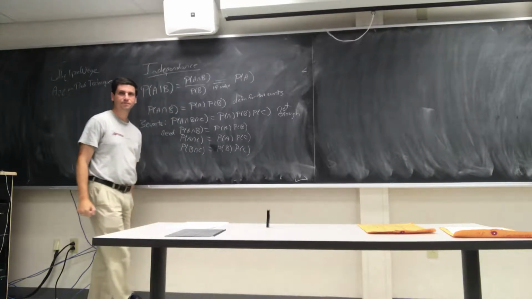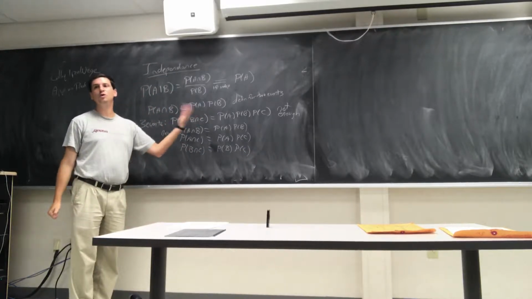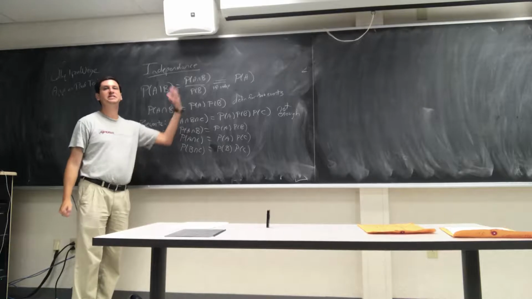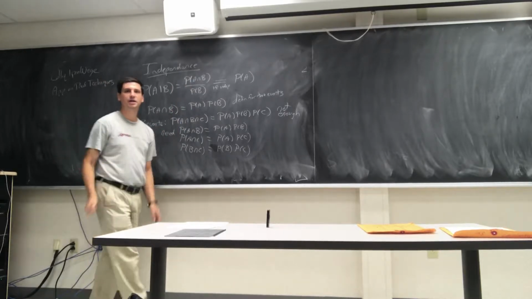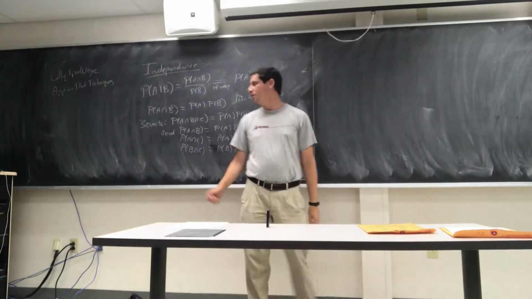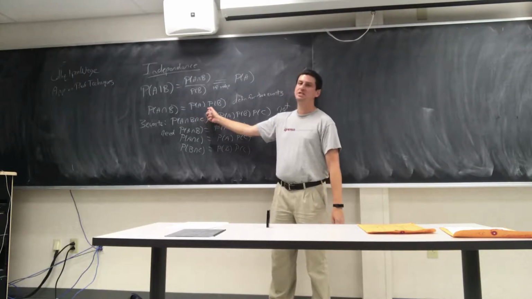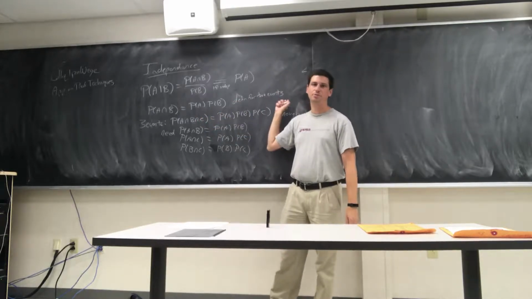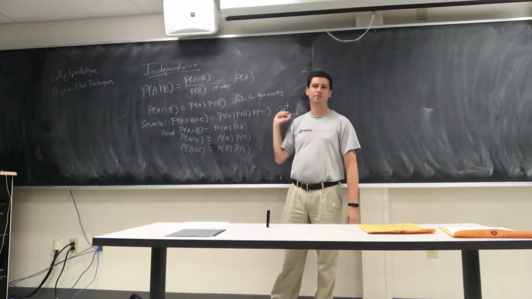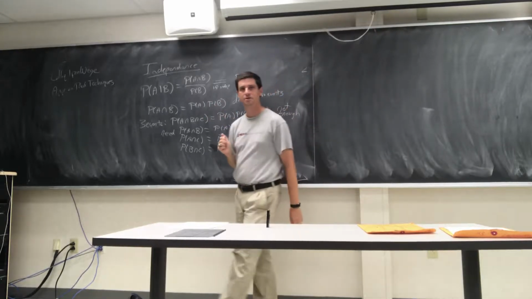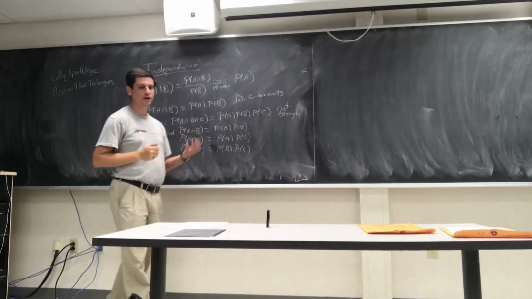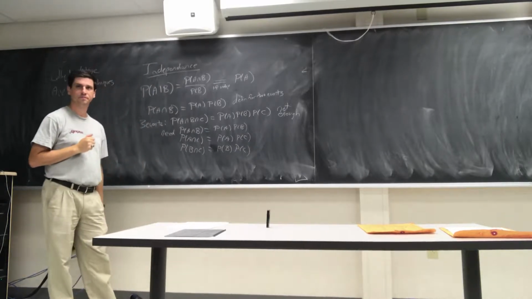If we had 4 events, it would be any subset is independent, and just proceed by induction. So you would want the probability of A intersect B intersect C intersect D is the product of the probabilities. And then for any 3 of them, they're independent. And then any 2 of them, they're independent. And it just keeps going on and on and on like this.